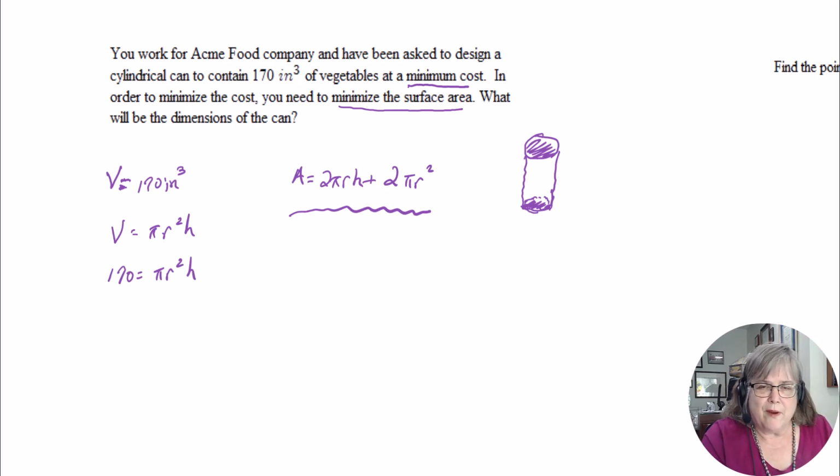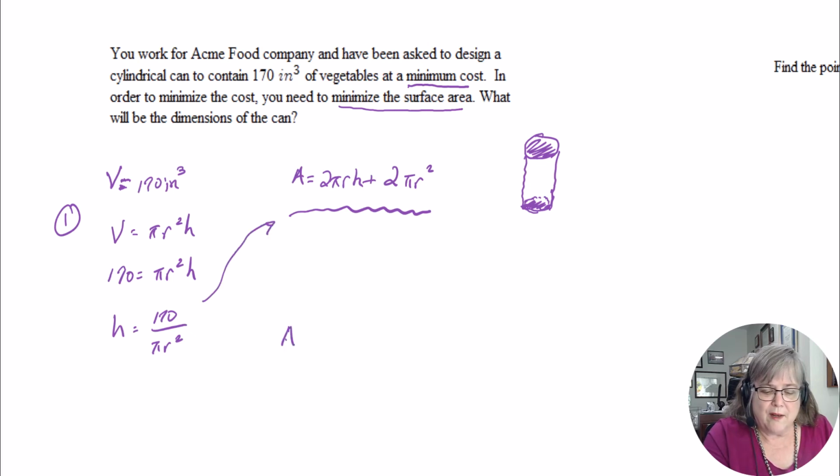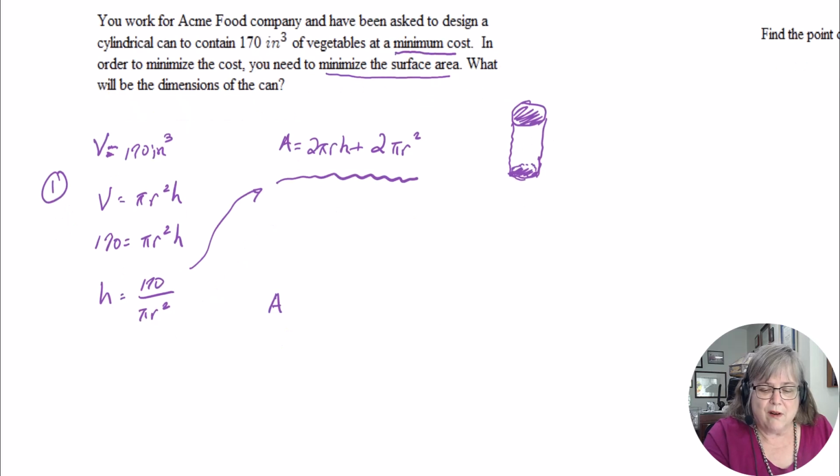And given my preferences as to do I really want to work with h or do I want to work with r, I probably want to work with r. So I'm going to solve this first equation for h. So h is 170 over pi r squared, and I'm going to substitute it in over here. So right at the moment, A is in terms of r and h. I'm getting ready to change it into r. So if you want to go A of r, that's fine. I'm just going to do A.